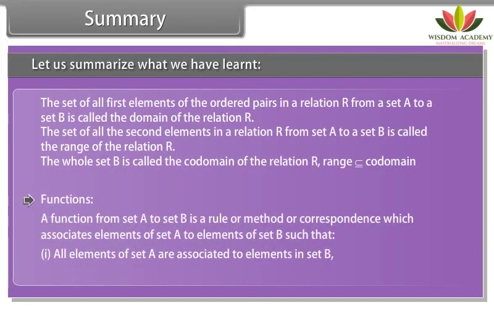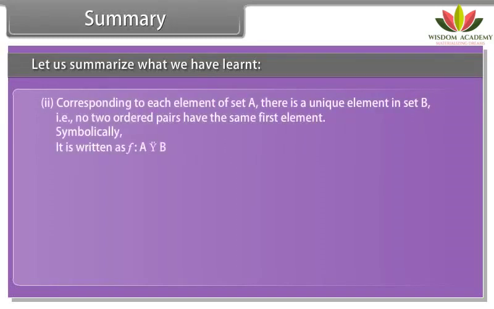Functions. If A and B are two non-empty sets, then a function from set A to set B is a rule or method or correspondence which associates elements of set A to elements of set B such that all elements of set A are associated to elements in set B. Corresponding to each element of set A, there is a unique element in set B, that is, no two ordered pairs have the same first element. Symbolically, it is written as f is a function from A to B.